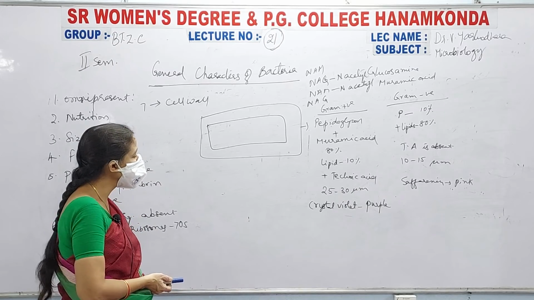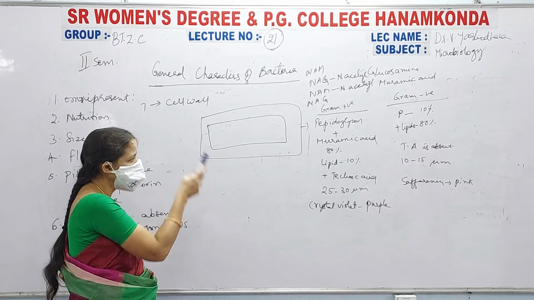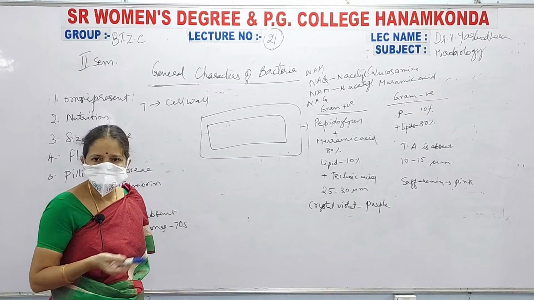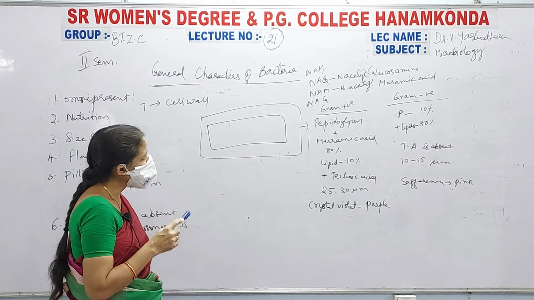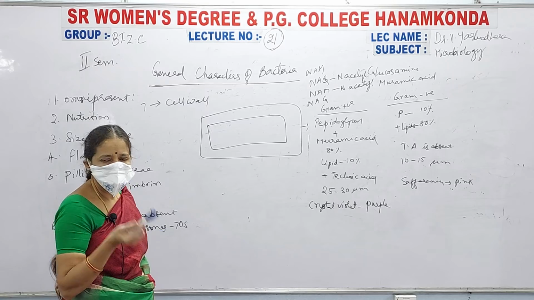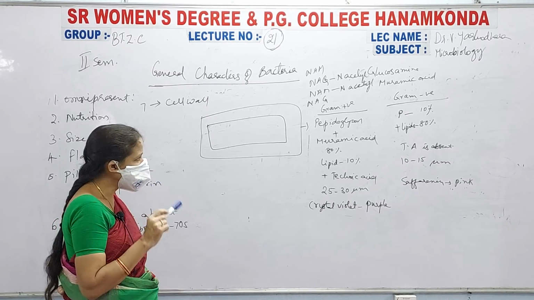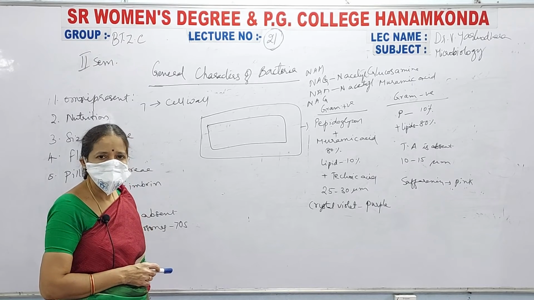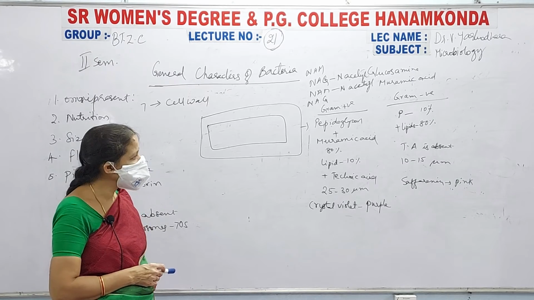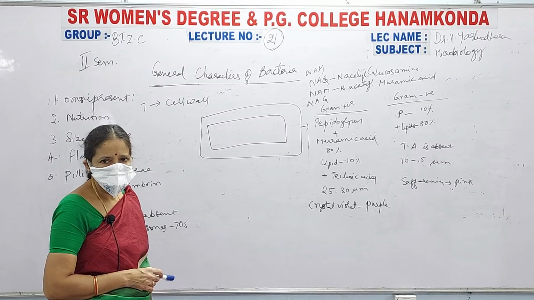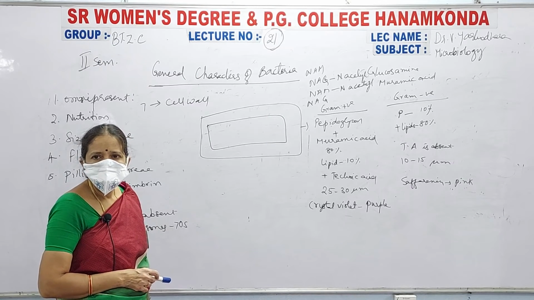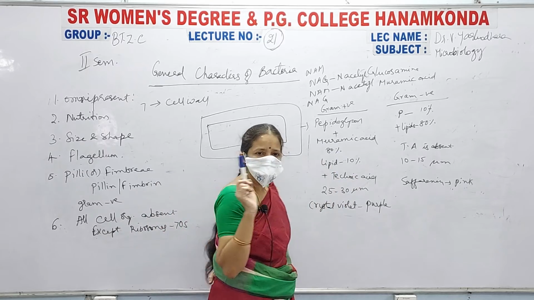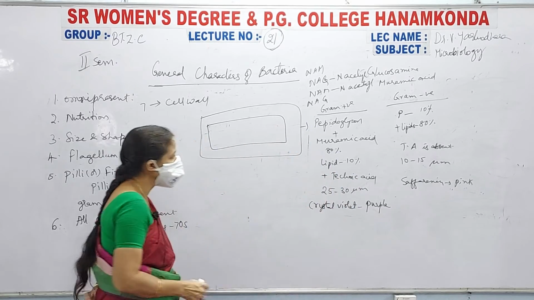They are alternatively arranged in the cell wall, and depending upon the thickness and the composition of the cell wall, they are classified into gram positive and gram negative. Is it okay? Gram positive are always stained with crystal violet and they are purple in color, and gram negative are always stained with safranin and always pink in color. Okay. Now, this is about your cell wall.